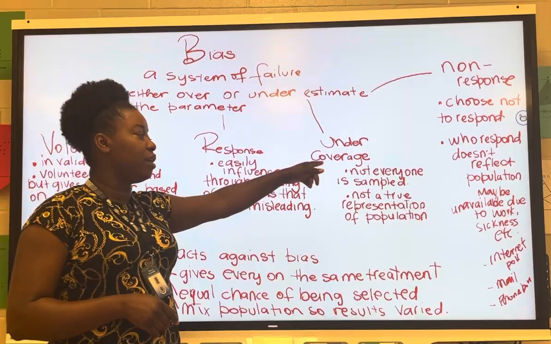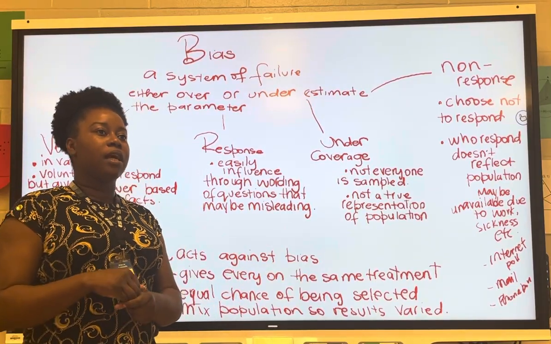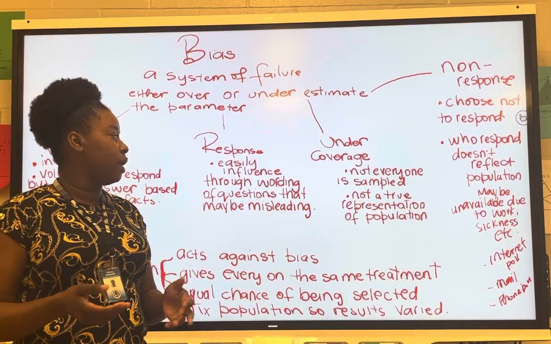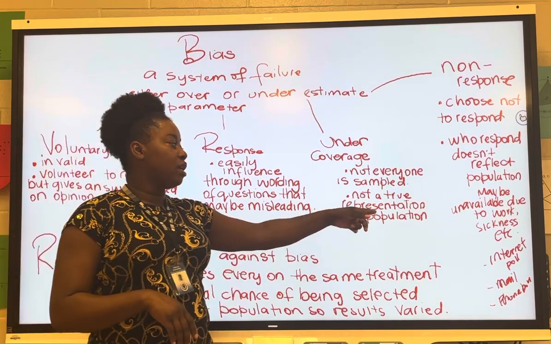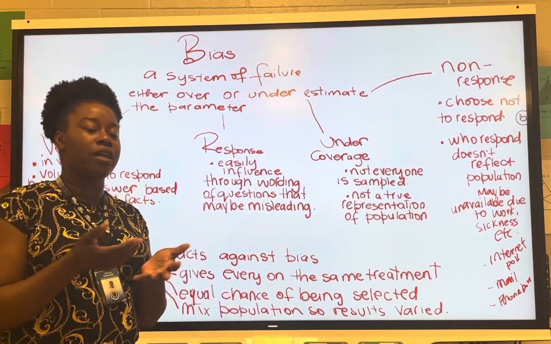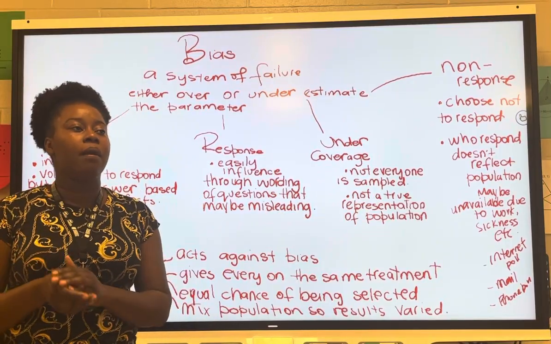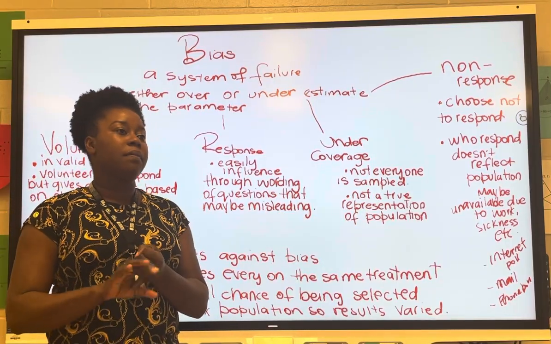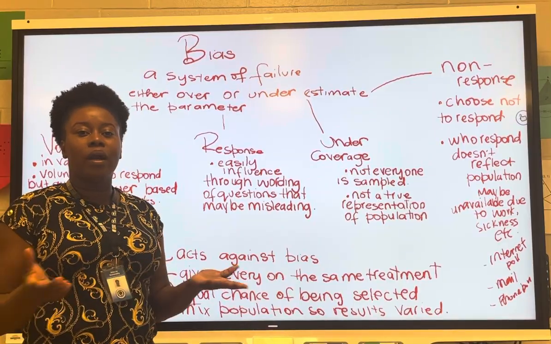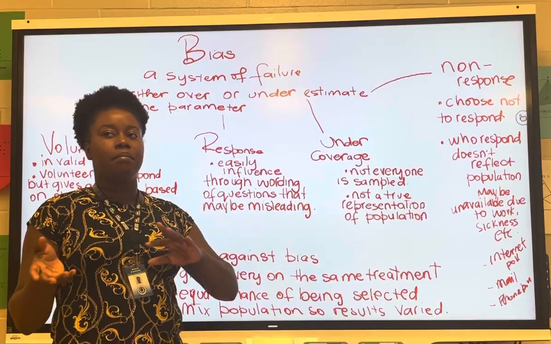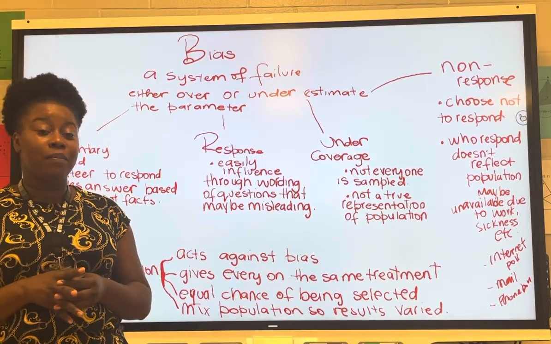Undercoverage bias. As the word says, undercoverage, you're not being able to cover the entire population, or some of them just don't have a chance to respond. And so we say not everyone is being sampled, and this does not reflect a true representation of the population. Some of these people in a particular area may be in prison, they could be dead, they could be in the hospital, they could be at work, so they won't be able to be a part of that sample, even though they're a part of the population.